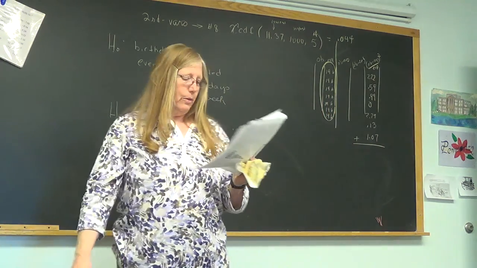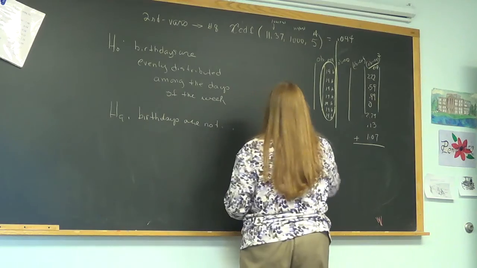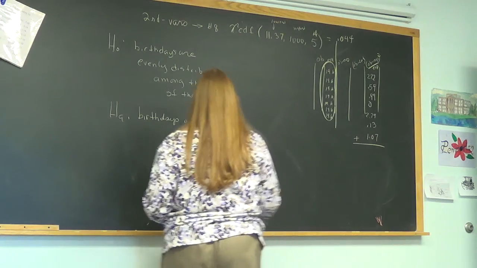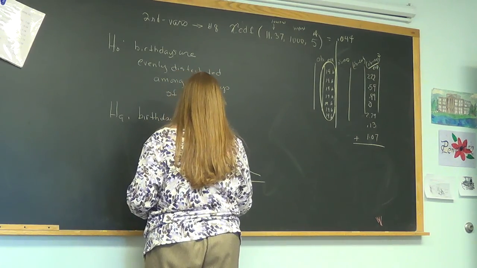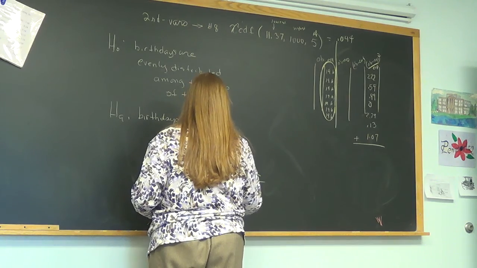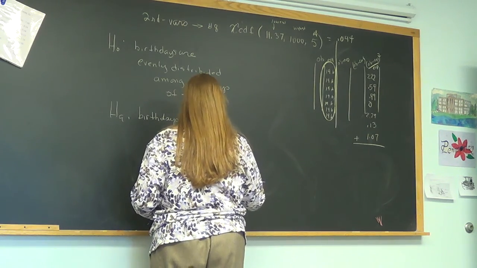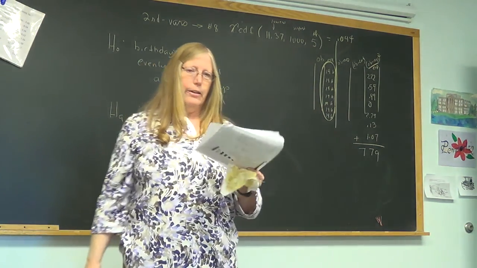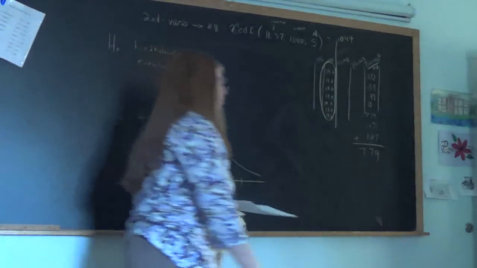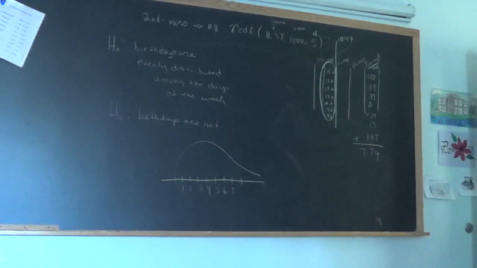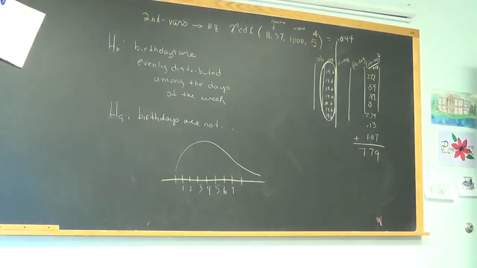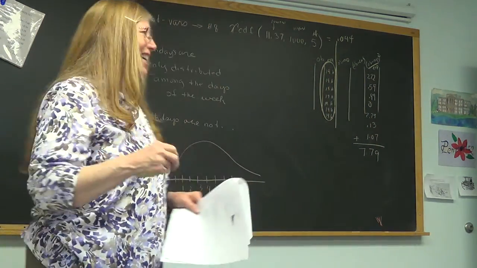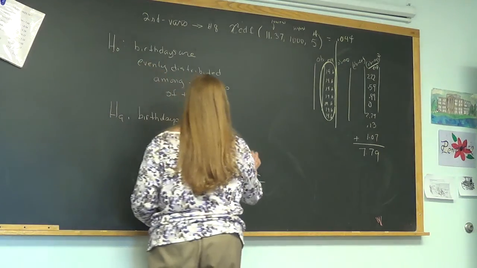So what did they sum up to, Morgan? 7.79. All right, so that's a reasonable number. 7.79 is our chi-squared statistic. So what are the degrees of freedom this time? 6. Right, 7 categories. The category is days of the week, broken into 7 individual categories, so 7 minus 1, we have degrees of freedom 6.